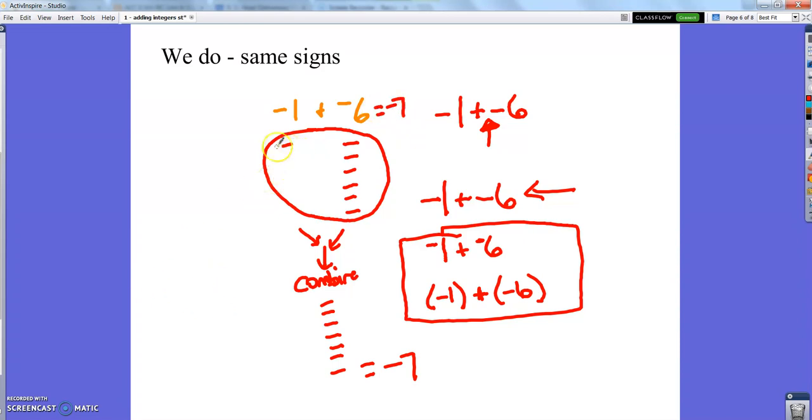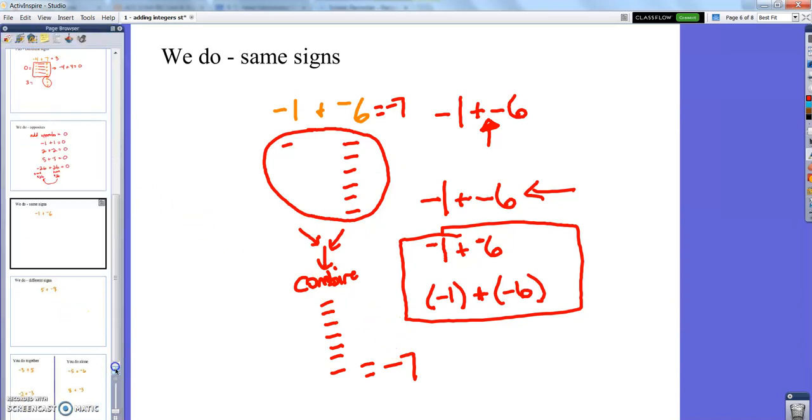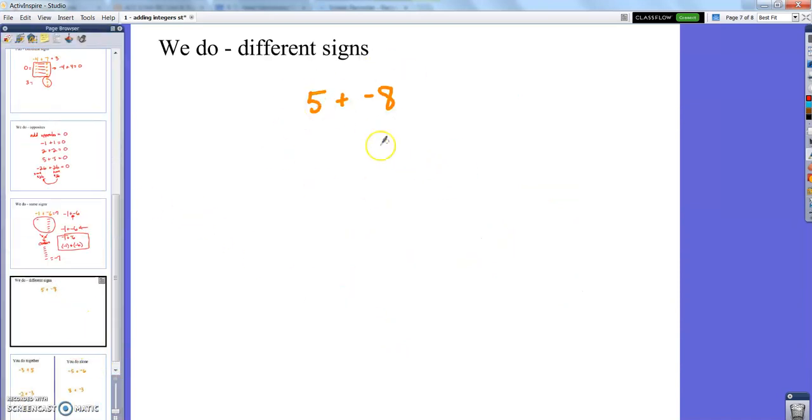Simple. When you add a negative to more negatives, you just get even more negatives. Negative 1 plus negative 6 is negative 7. There's no zeros to be made there or anything. Just equals negative 7. Let's do one more. When you have different signs, it works a little differently.